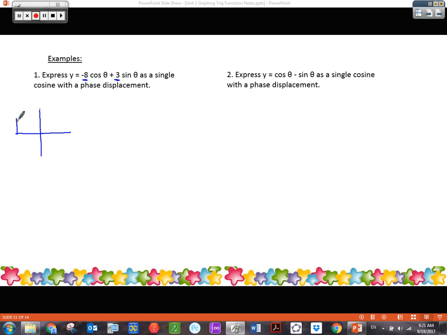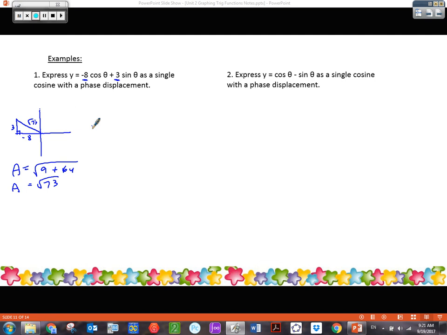So I'm going to go ahead and draw my triangle here. So we have a -8 and a 3. All right, so our A value that we need to find, I usually find that next since I'm working with the triangle anyway. The A value is just the hypotenuse of this triangle, right? So A is the square root of B squared plus C squared, so 9 plus 64. Is that 73? Yeah, so A is the square root of 73.